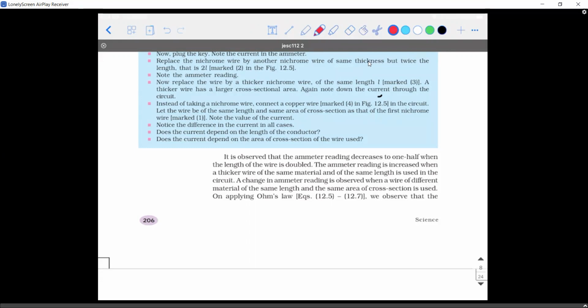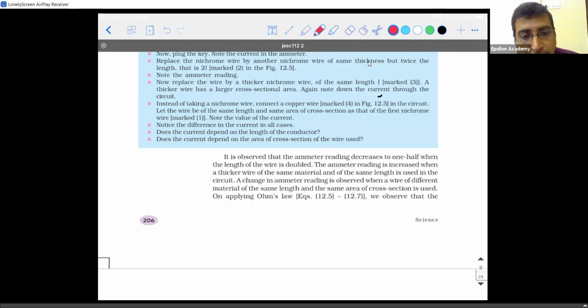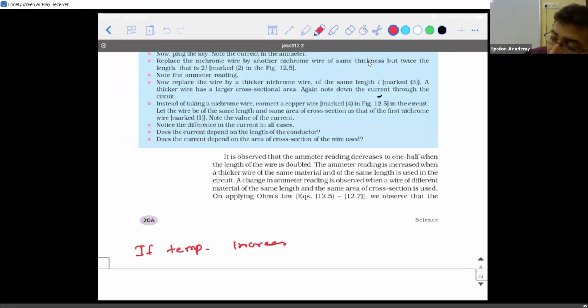Sir, can you please repeat? Did you write it? Whereas it depends only on the temperature of the material. So below that, write it down: if the temperature of a conductor increases, resistivity also increases.